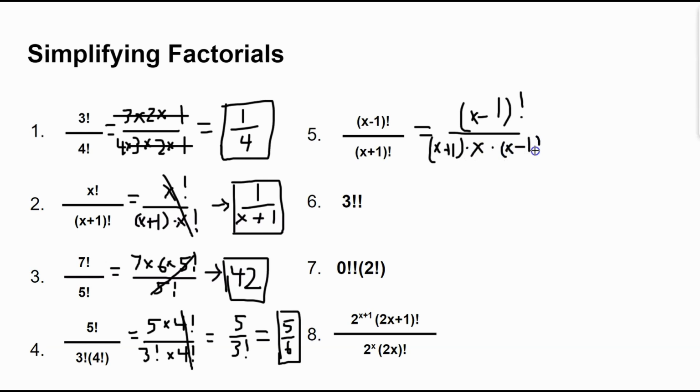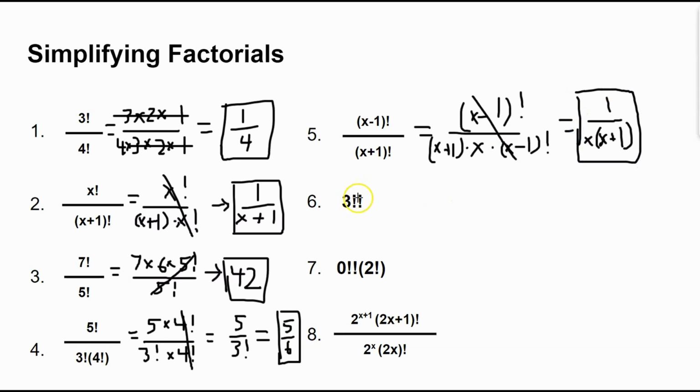minus 1 factorial. Remember the last term, the most recent term that you write should keep that factorial there, because this is going to continue forever basically, because we don't know what x is. So we can cancel out the x minus 1 factorials and we're left with x plus 1 times x in the denominator. So this is equal to 1 over x times x plus 1. You could distribute this if you want, but I'm not going to.